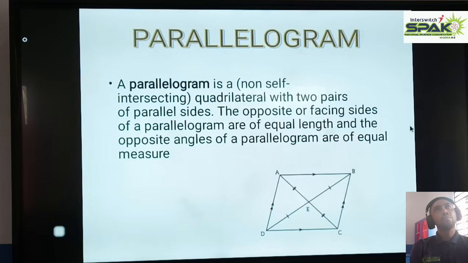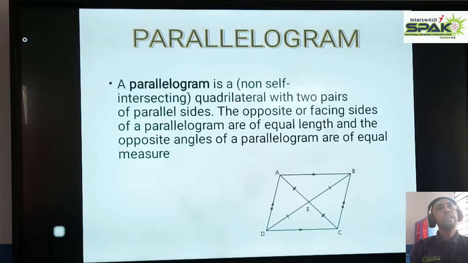Now we move to a parallelogram. What is a parallelogram? A parallelogram is a quadrilateral with 2 pairs of parallel sides. The opposite sides of a parallelogram are of equal length, and the opposite angles are of equal measure. The diagram below is a parallelogram ABCD, where AB and DC are parallel and also equal, and DA and CB are also parallel and equal.